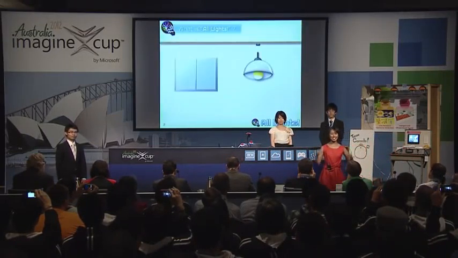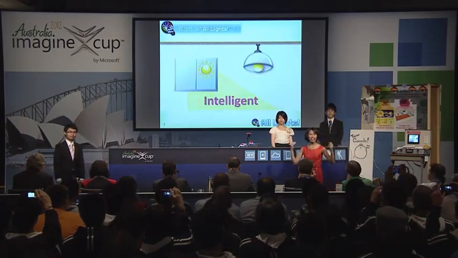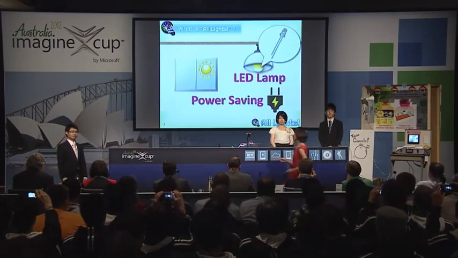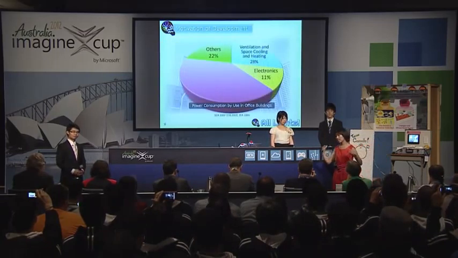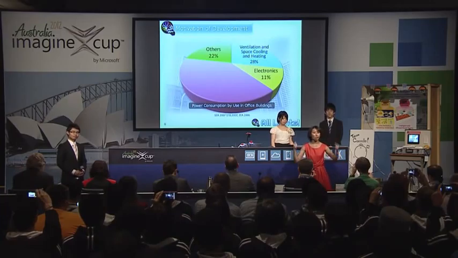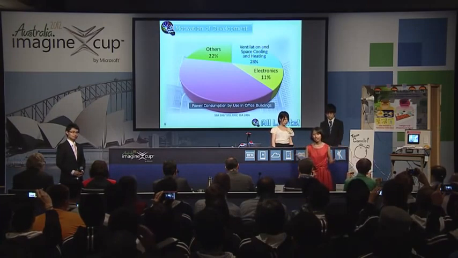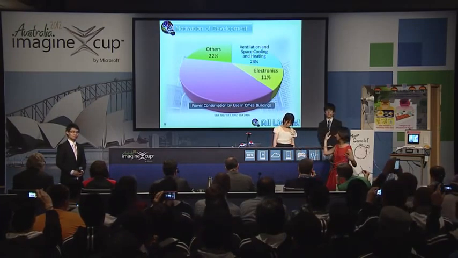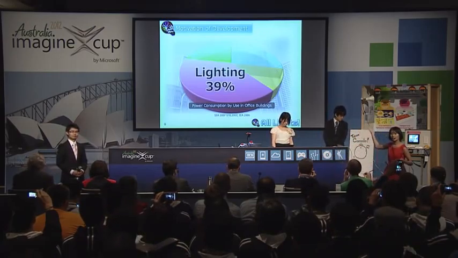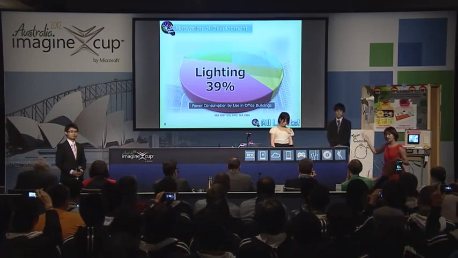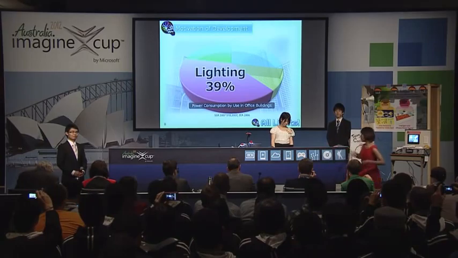All Light is an easy, efficient, and intelligent power saving solution with LED lamps. All Light is designed for large buildings such as offices and schools, which consume a large amount of electricity in general. Actually, about 40% of the total electricity in a building is consumed for lighting. This motivated us as we developed our system, All Light.